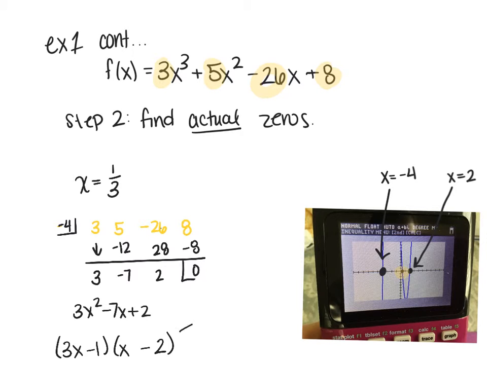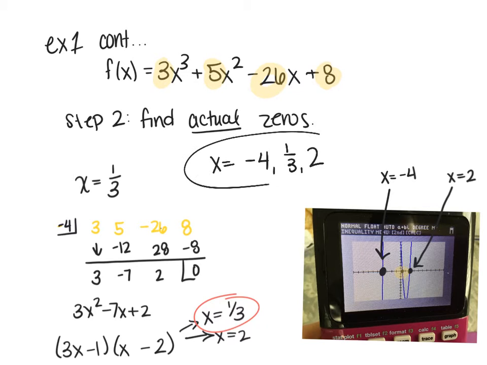Set each piece equal to 0 and get x equals 1/3, and the other one gives me x equals 2. Now I already found 2, but this just confirms that yes, 1/3 was indeed the actual solution. So to answer the question, find the actual zeros. Your actual zeros are going to be -4, 1/3, and 2.